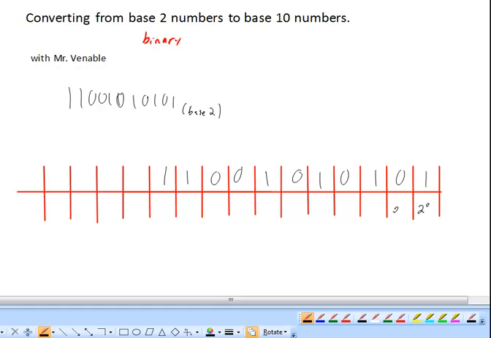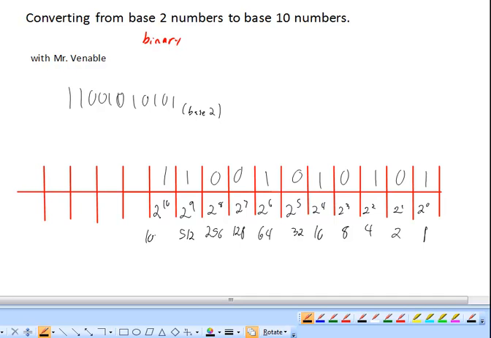2 to the 0 power, 2 to the first power, 2 squared, 2 cubed, 2 to the 4th, 2 to the 5th, 2 to the 6th, 2 to the 7th, 2 to the 8th, 2 to the 9th, and then 2 to the 10th. Remember we said everything to the 0 power, except 0 of course, is 1. 0 to the 0 power is just not a real number. 2 to the first is 2. We have 4, 8, 16, 32, 64, 128, 256, 512, and 1024.